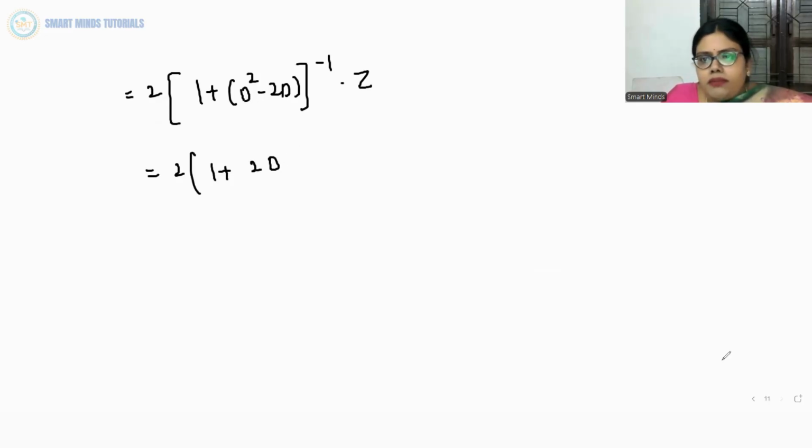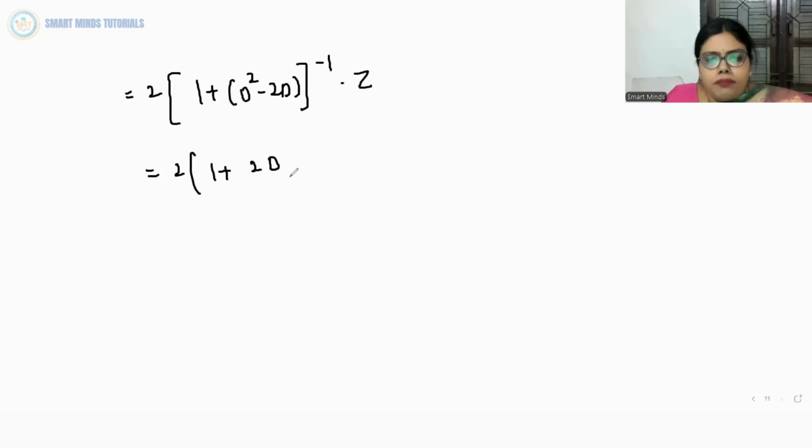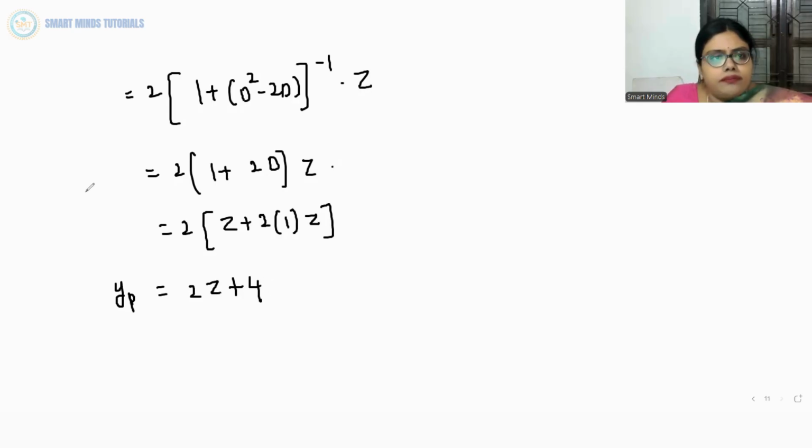Because D square minus 2D, if you expand this, you will get 1 plus 2D into z. That is 2 into z plus 2 into 1, 1 into z, because D we are taking as 1. So the particular integral is 2z plus 4. D of z is 1, no. If you multiply this, Dz will become 1. So yp is 2z plus 4.